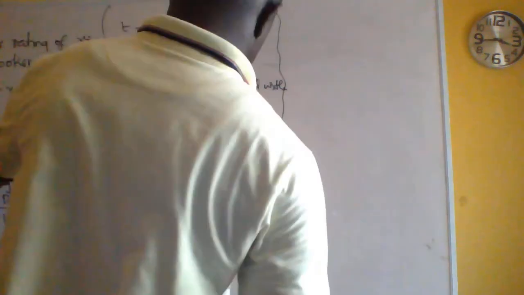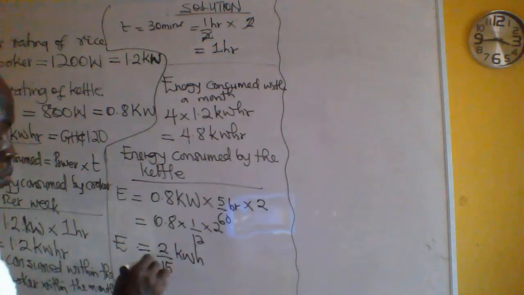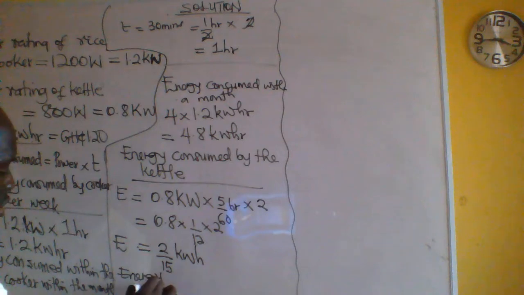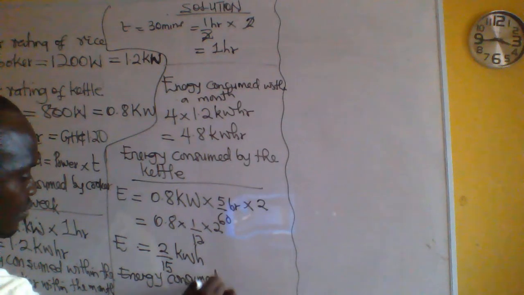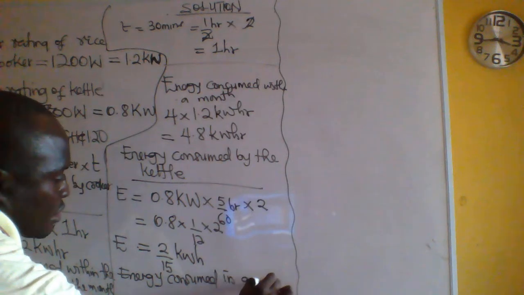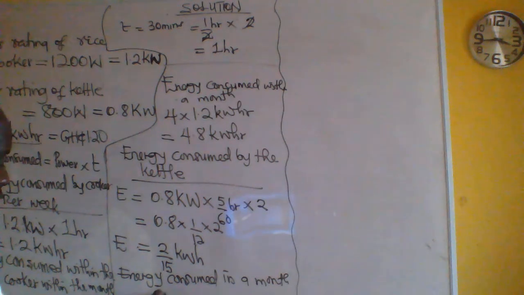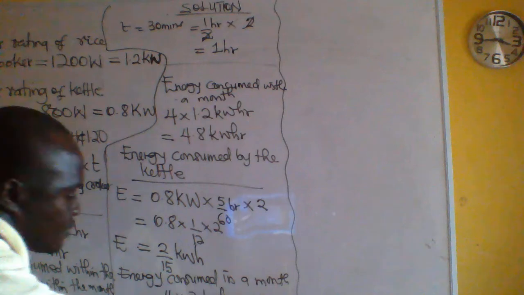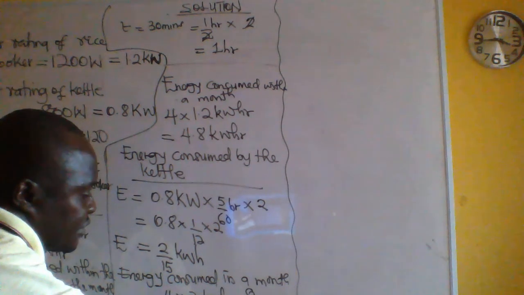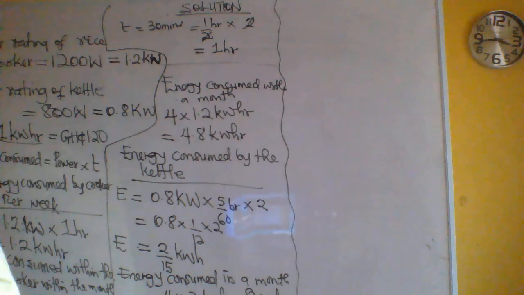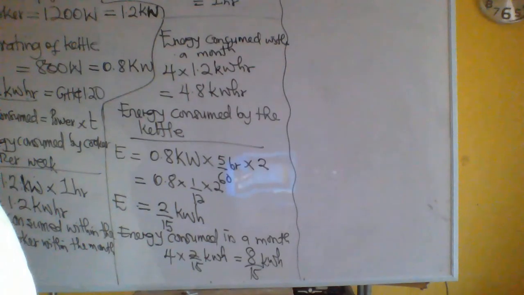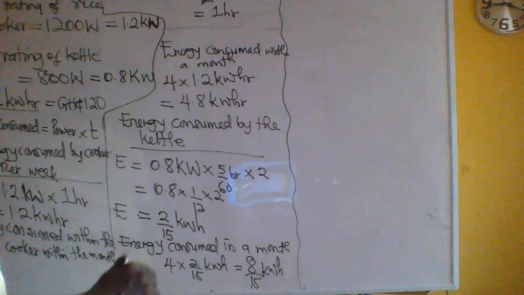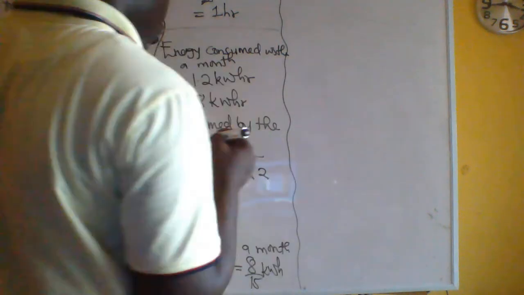Therefore, for 1 week, the energy consumed in a month must be 4 times this value, and this is 8 on 15 kilowatt hour energy consumed by the kettle.